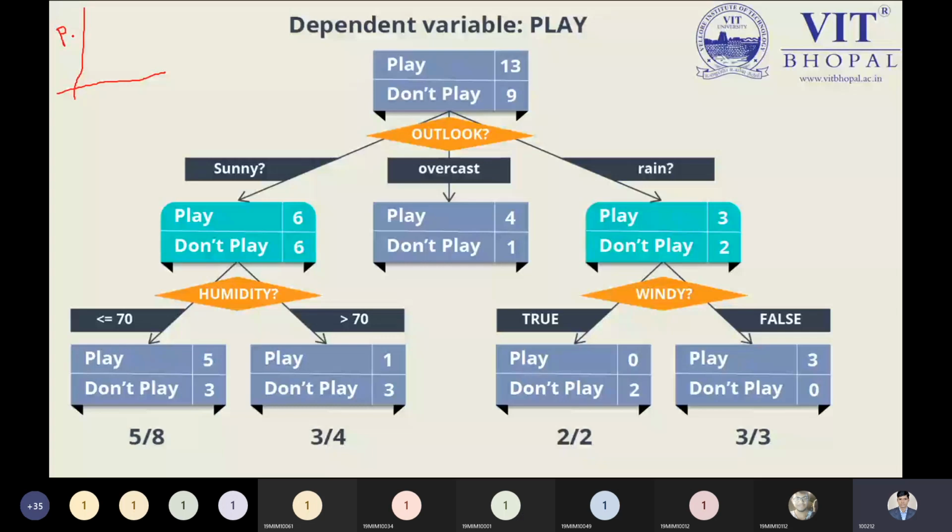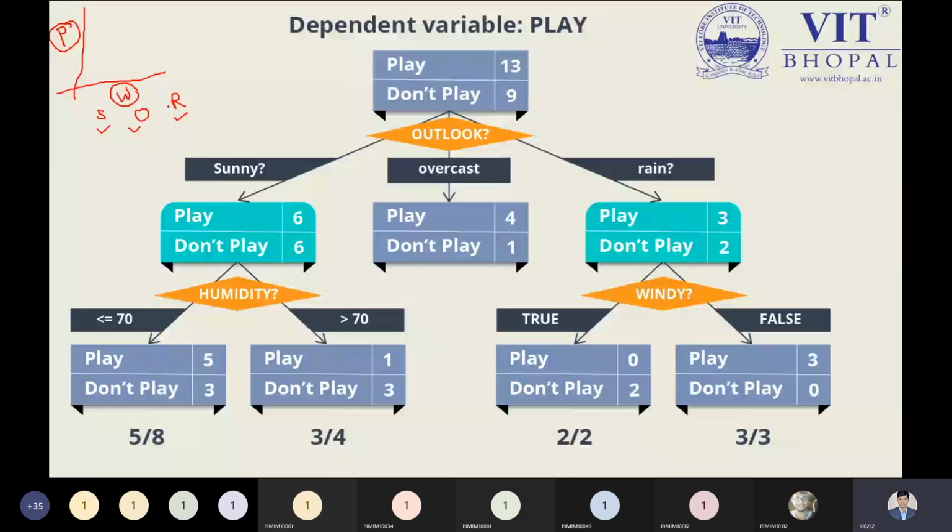Your playing probability, your playing approach, depends upon the weather. So W is the weather, and it contains some weather values: it's sunny, it's overcast, or it's raining. So W is the weather and P is our play. Play is the dependent variable, and W is the independent variable, and it contains only three different values: sunny, overcast, and rainy. We are understanding this problem with the help of the regression approach.